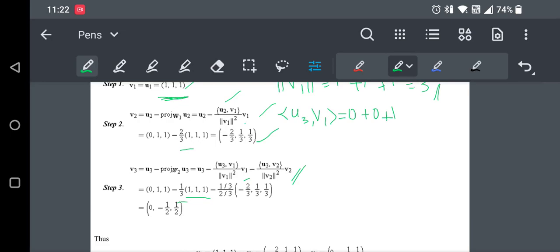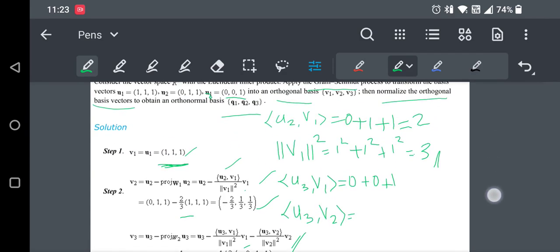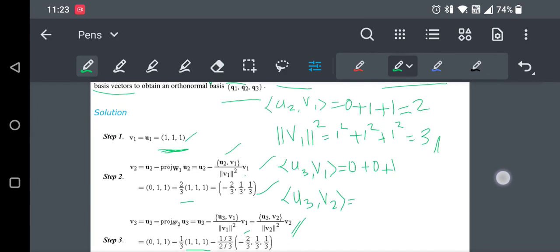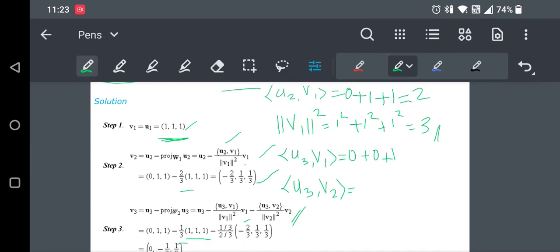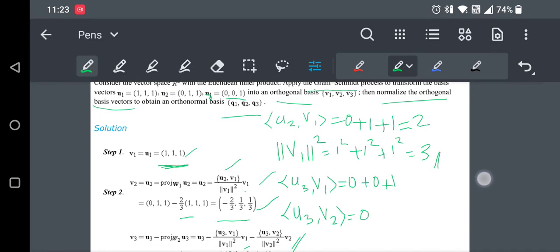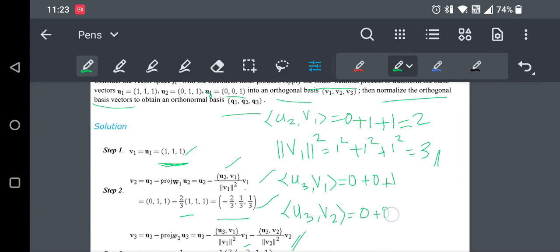Next, you need to calculate u3 comma v2. The value for u3 is (0, 0, 1). When you take the inner product of that with v2, what you get is 0 plus 0 plus 1 over 3. So you get just 1 over 3.